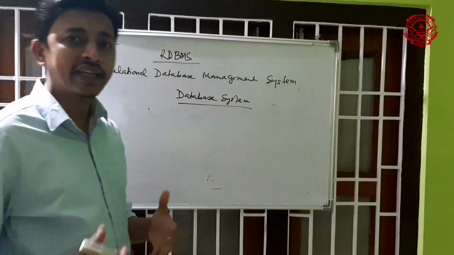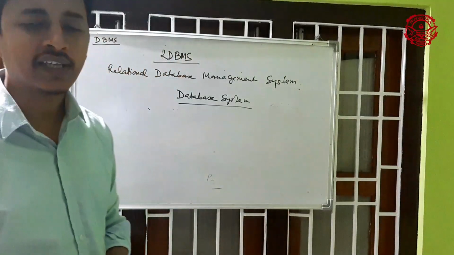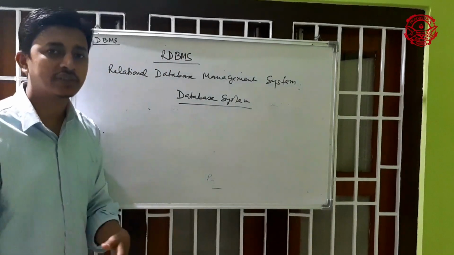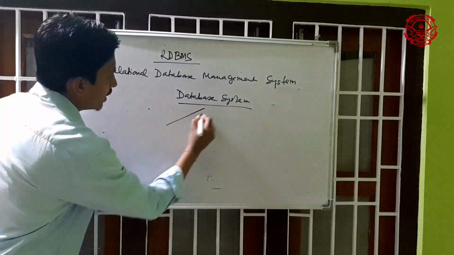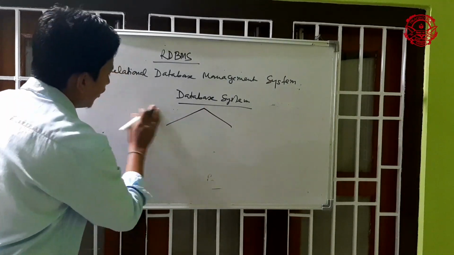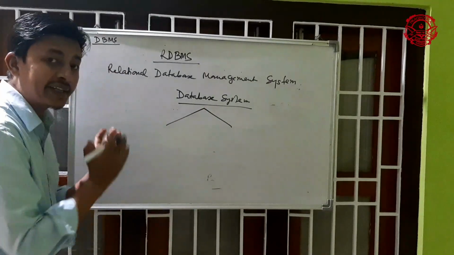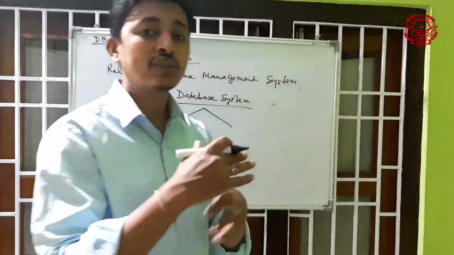Database means what? It is a collection of tables. It is a collection of different tables. Okay? Database means what? It is a collection of tables. But a database system is found in two ways.